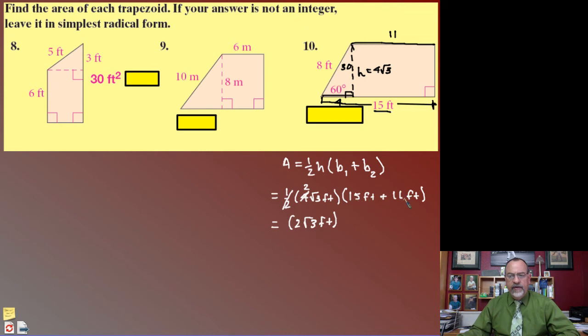And then 15 feet and 11 feet is 26 feet. Adding those together, and now I can multiply. The 2 times the 26 is 52, square root of 3, feet times feet is feet squared. So it says to leave my answer in simplest radical form if I don't come up with an integer or a whole number. So my answer then would be 52 radical 3 feet squared.